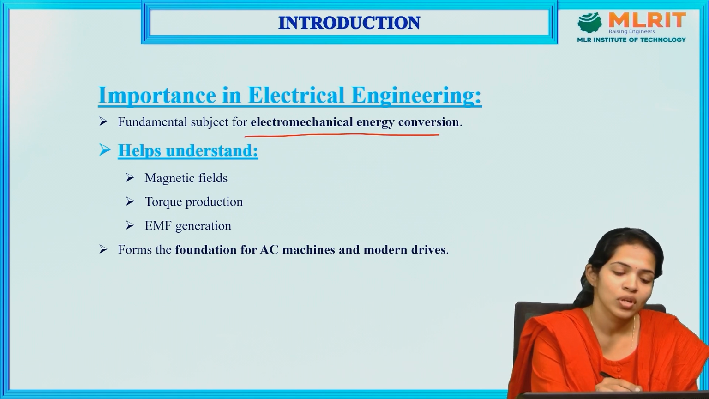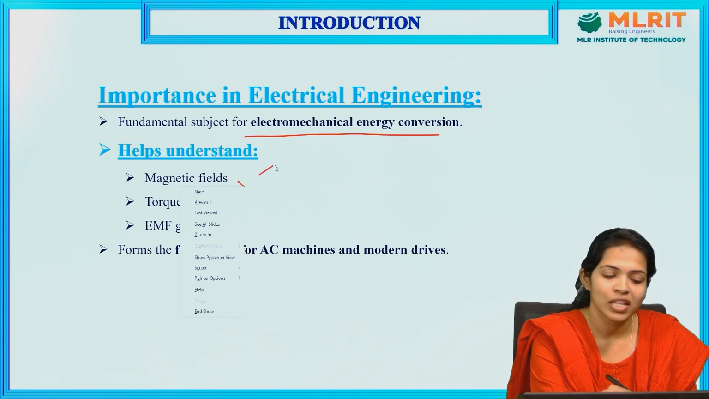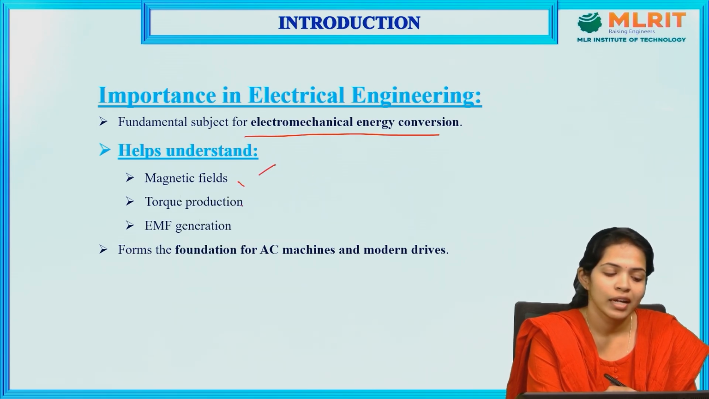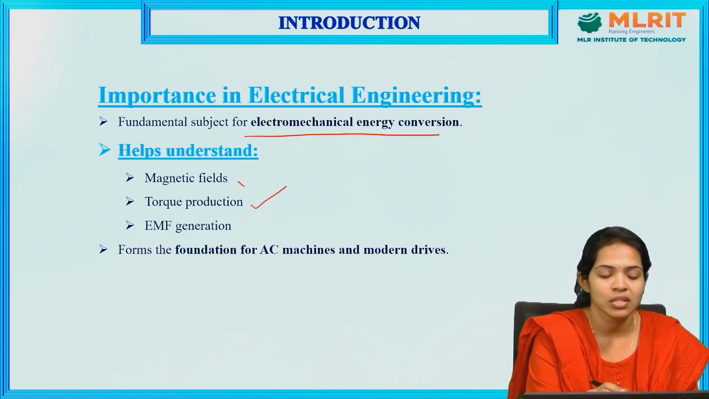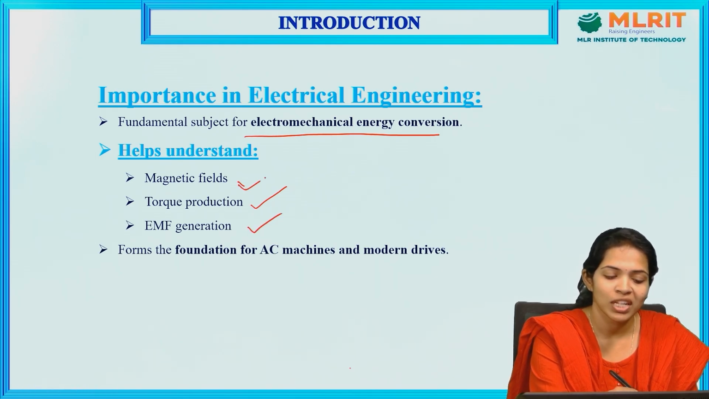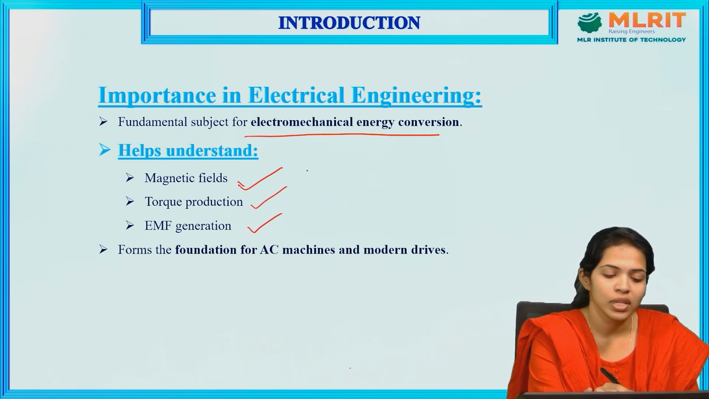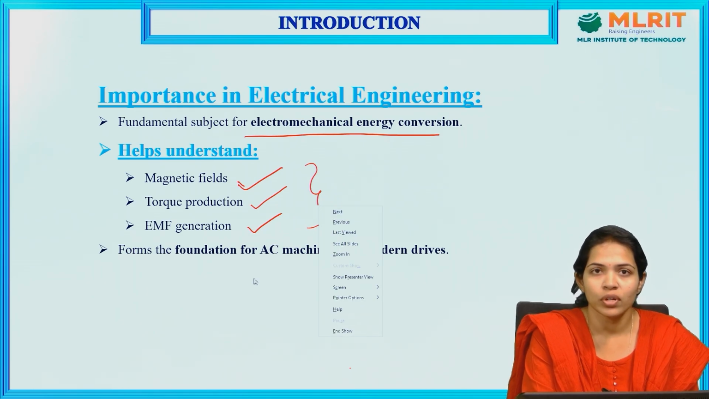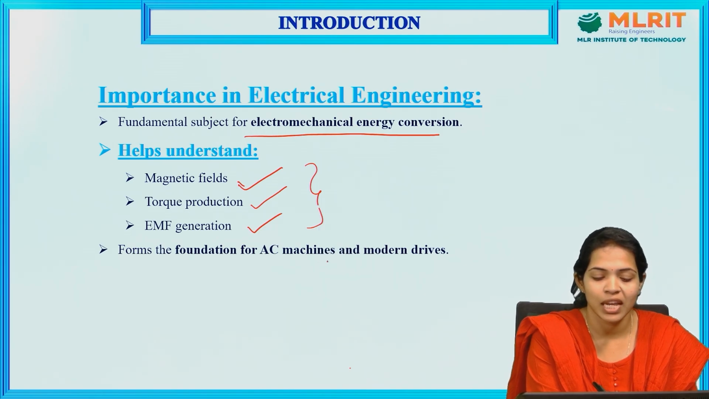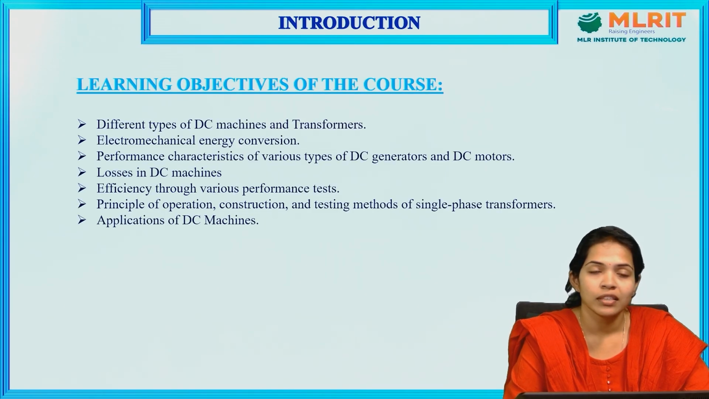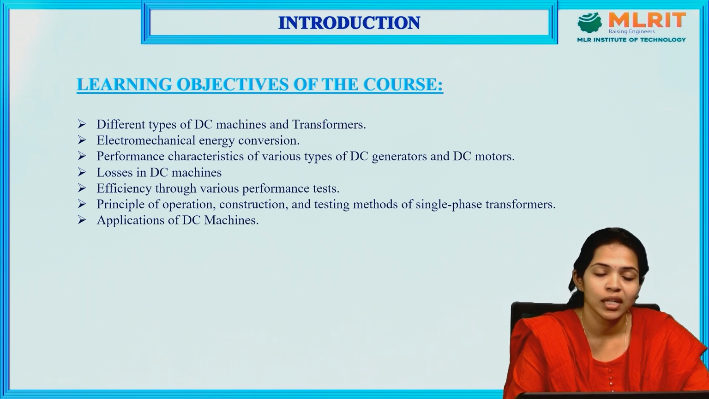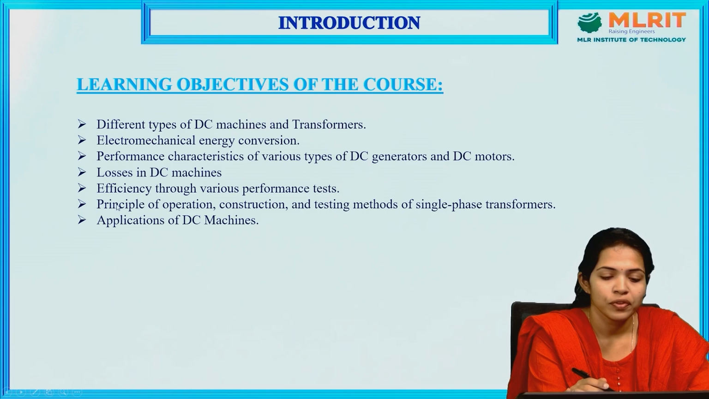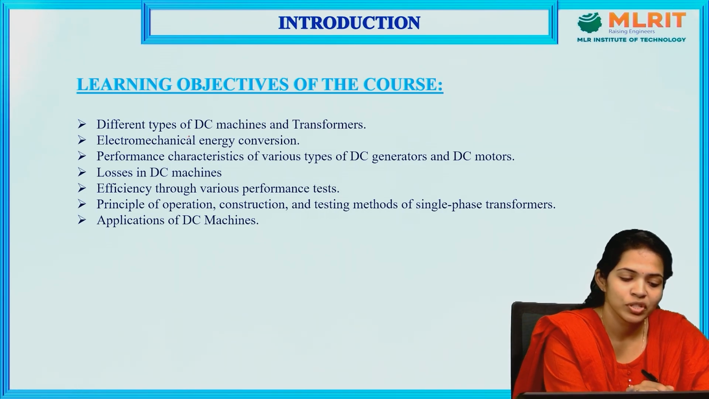This course also helps you to understand how the magnetic fields are generated in various machines, how the torque is produced in the various machines, how the EMF is generated in various machines, and what are the respective mathematical expressions involved in all these three terminologies. It also forms the foundation for the next level of machines, that is AC machines and modern drives. By the end of this course, all the concepts listed here will be discussed in detail. The first topic is about different types of DC machines.